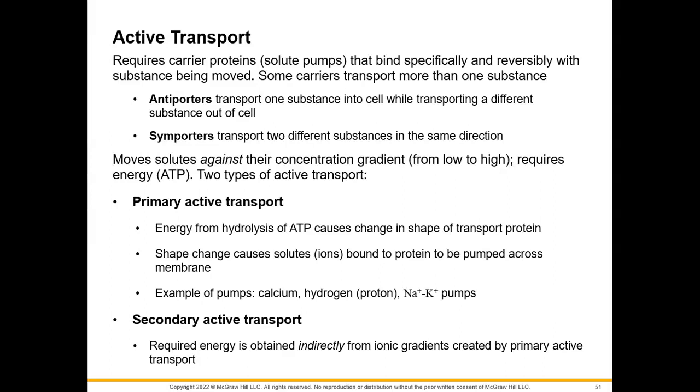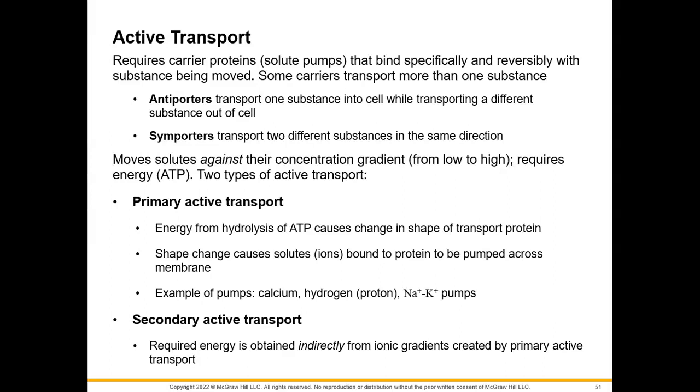Active transport moves solutes against their concentration gradient from low concentration to high concentration, and this requires energy in the form of ATP. There are two types of active transport: primary active transport and secondary active transport. In primary active transport, energy from hydrolysis of ATP causes change in the shape of a transport protein. The shape change causes solutes bound to the protein to be pumped across the membrane.